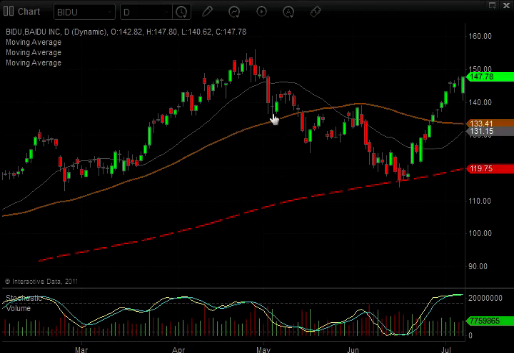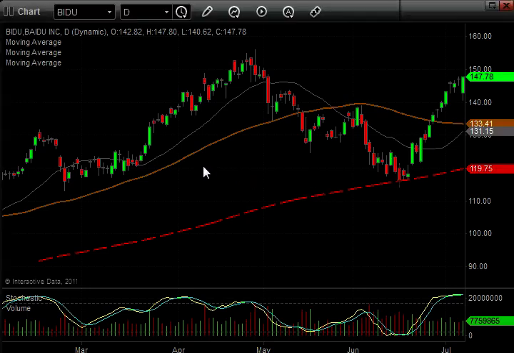You can see here the 50 provided support, as well as the 20 providing some resistance overhead. Once it broke through, this support now became resistance. The role was reversed. So when it came back up to test the 50, it was resistance at that point here, and again here. And then here's where the 200 moving average provided support before it trended back up.